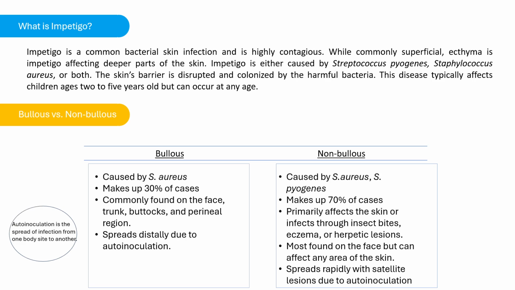Okay, they both spread through autoinoculation. For bullous, it's spread distally, and for non-bullous, it's spread with satellite lesions. And this just means that the infection can spread from one body site to another.